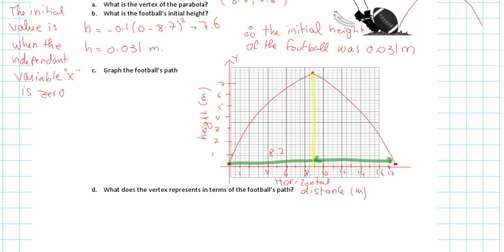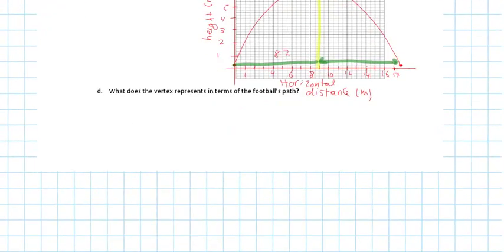So, what does the vertex represent in terms of the football's path? So if you're looking at the vertex, what does it represent? How can you explain the vertex to me? That the ball has reached. So that's the highest value that the ball has reached, and the highest value is at what?